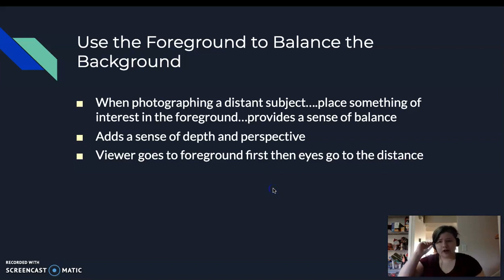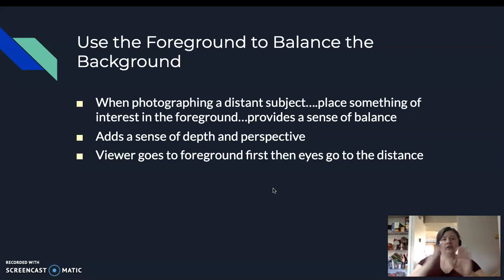The last one we're going to talk about today is using the foreground to balance the background. So when you're photographing something off in the distance, you want to try to get something up close in the foreground that's interesting as well. It'll provide a sense of balance, and it'll give us a path to move through in your picture. The next thing is that it adds a sense of depth and perspective so that we can really see how far apart these things are.